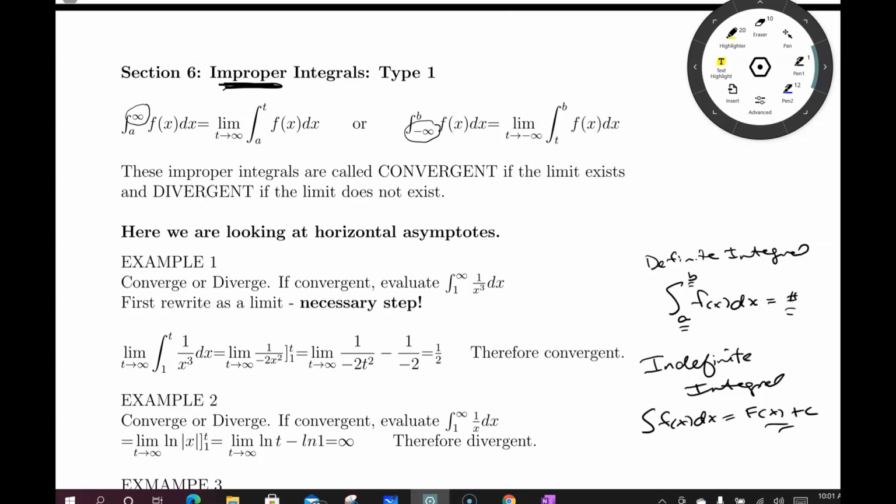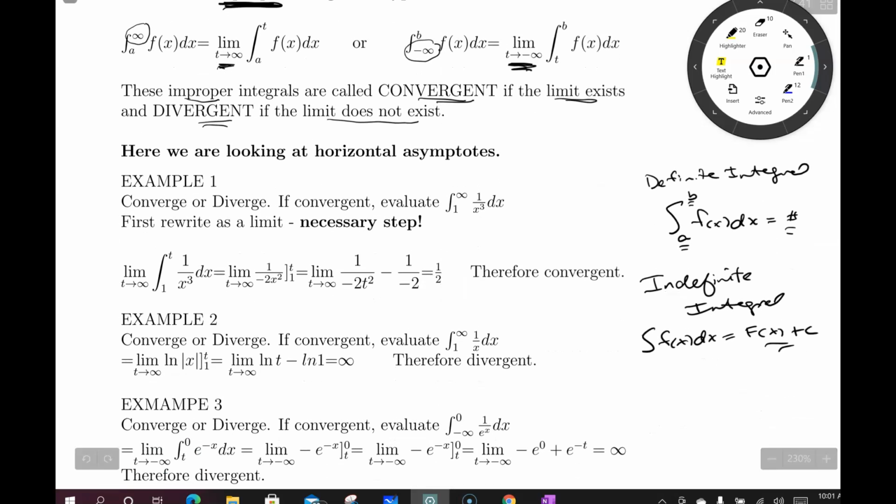So if I'm going to be taking the integral from a to infinity of a function, we have to rewrite it as a limit. We must rewrite it as a limit, and the same if I'm going towards negative infinity, because we do not treat infinity as a number. They're called improper integrals, and we're going to be finding out if the limit exists. If the limit exists, then we say it converges, and if the limit doesn't exist, we say it diverges.